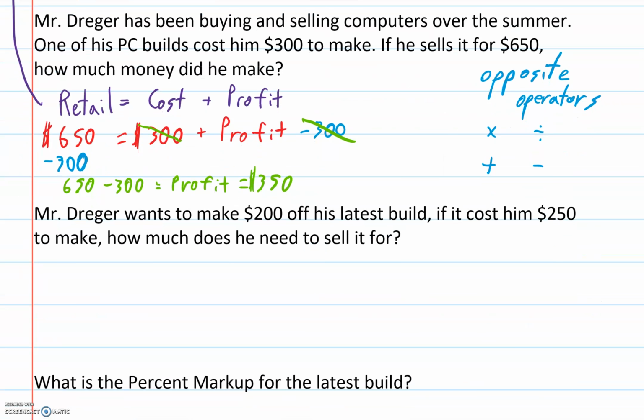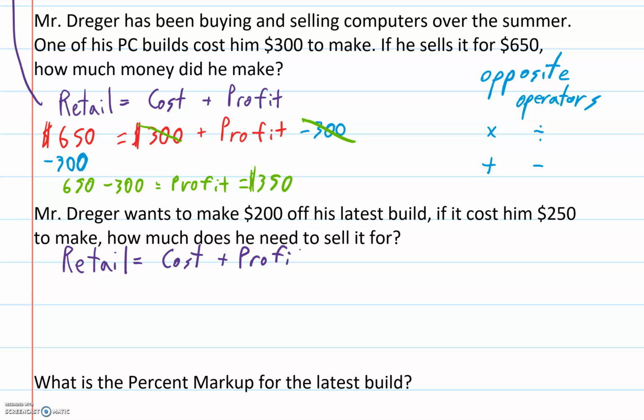Okay, let's look at another question, just a different side of it. So Mr. Drager wants to make $200 off his latest build. If it cost him $250 to make, how much does he need to sell it for? So it's just another way of writing this out. But let's write out our equation again. Retail equals cost plus profit.